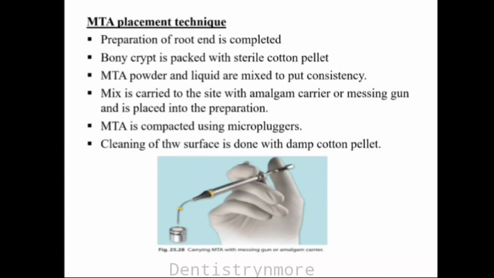The MTA placement technique: preparation of the root end is completed. Bony crypt is packed with sterile cotton pellets. MTA powder and liquid are mixed to the right consistency, and this mix is carried to the site with the help of an amalgam carrier and is placed into the preparation, and this MTA is compacted with micropluggers and cleaning of the surface is done with a cotton pellet.